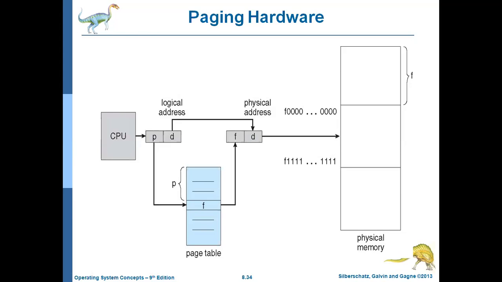As I said previously, whatever the size of your page, the same should be the size of your frame. That's why always keep in mind that D points to the same D over here, and the page number points to which frame it will be allocated. Then there is a redirection to your physical memory, which is a collection of different frames, and each frame contains the number of bytes that every page holds. So this is just the paging hardware.